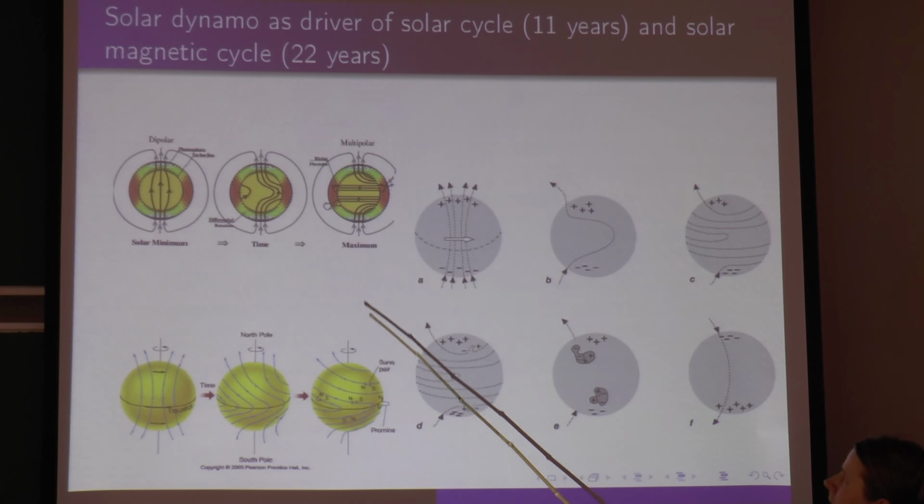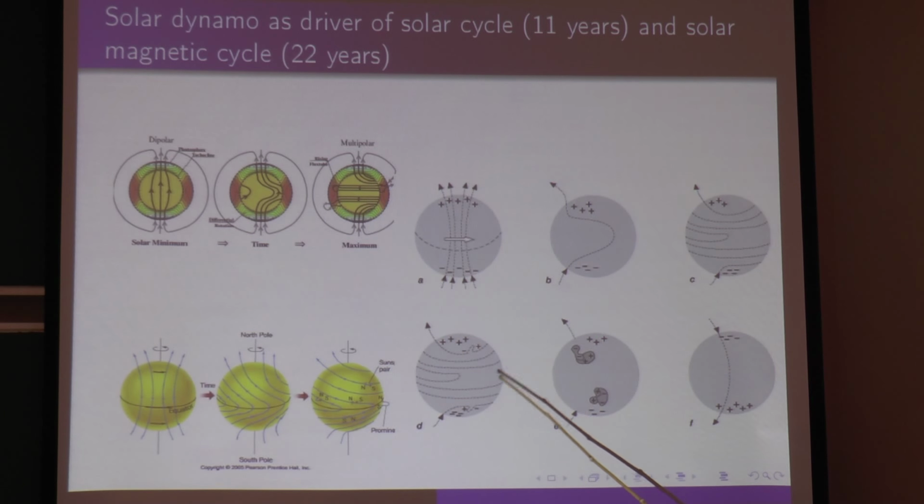And next, from maximum to minimum, we have transformation to the poloidal field with vice versa polarization. And details of this dynamo I will leave to proper references.